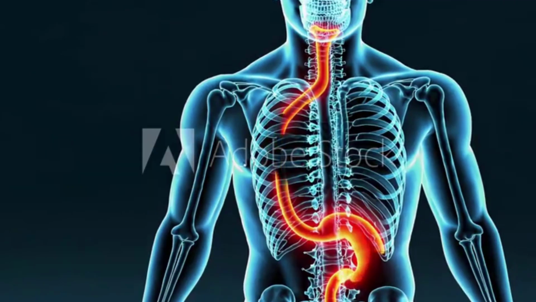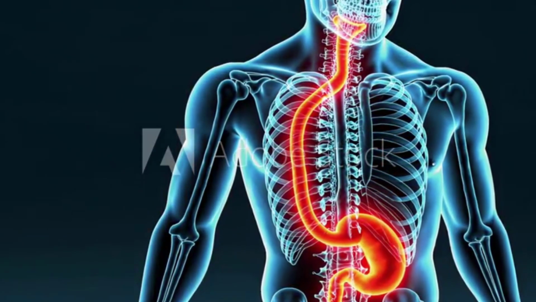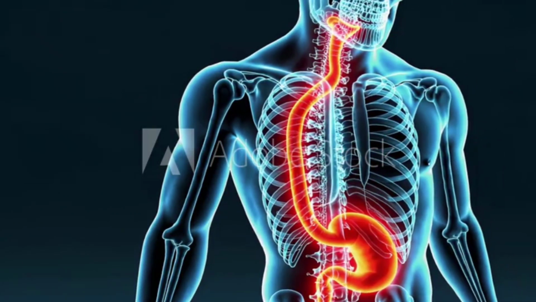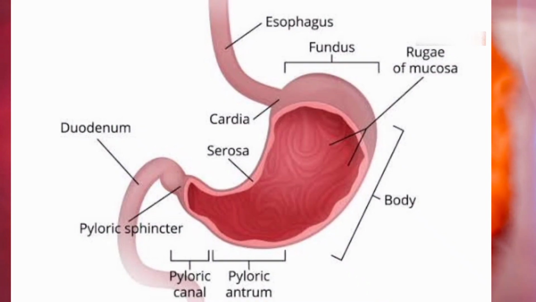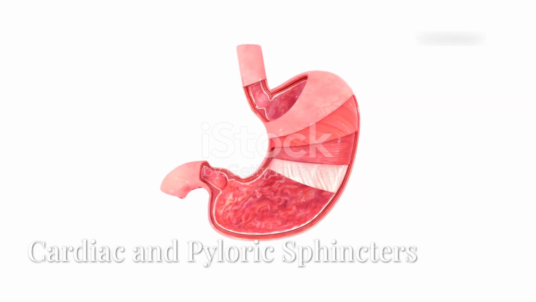The stomach is a muscular sac. It is present just beneath the diaphragm, and it's J-shaped in appearance. The upper part of the stomach, where the esophagus opens, is a wider zone. Because it is located near the heart, it is called the cardiac portion. The lower part of the stomach is a narrow zone, and it's known as the pyloric portion.